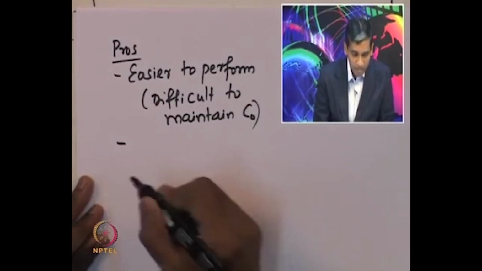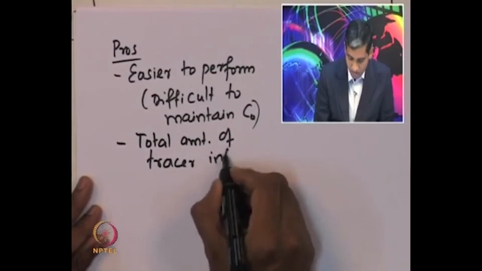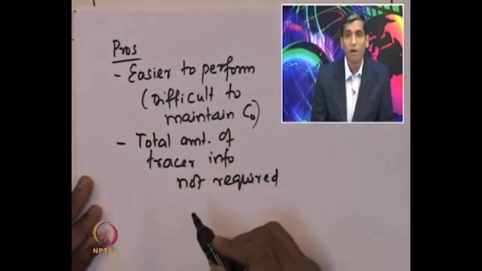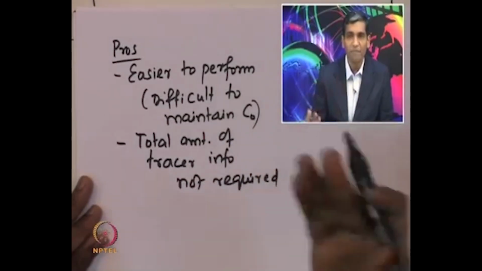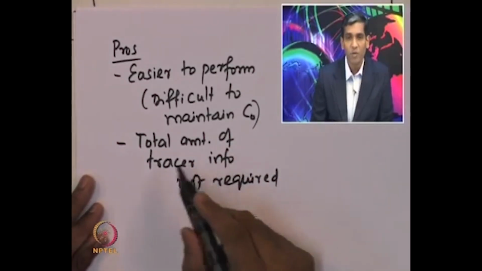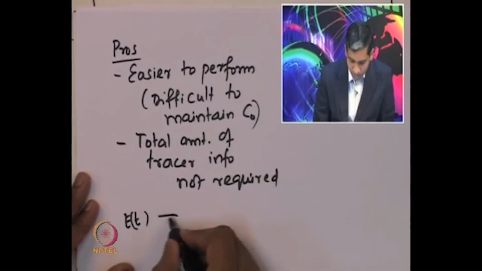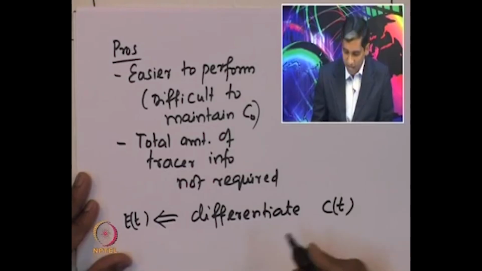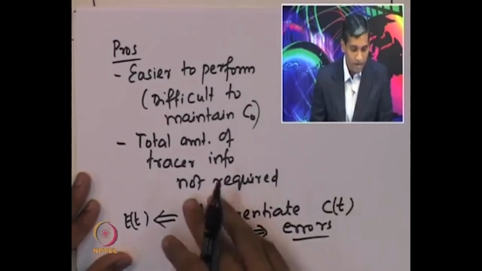And also an important advantage with this method is that the information about the total amount of tracer is not required. Remember that in the pulse input case, in order to find the total amount of tracer, one needs to integrate the C curve, and if there is a long tail, inaccuracies may creep into this integral. Such integration is not required for the step input method. However, in order to find the E curve, one needs to differentiate the data, and some errors may creep in while differentiating the concentration of the tracer as a function of time in the effluent stream.